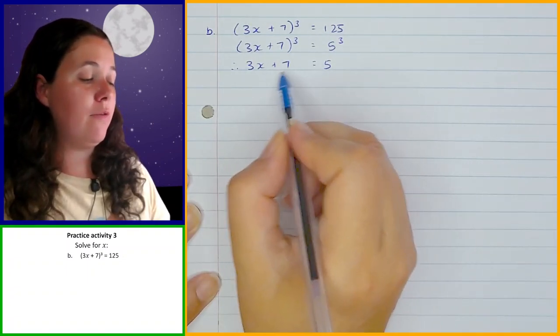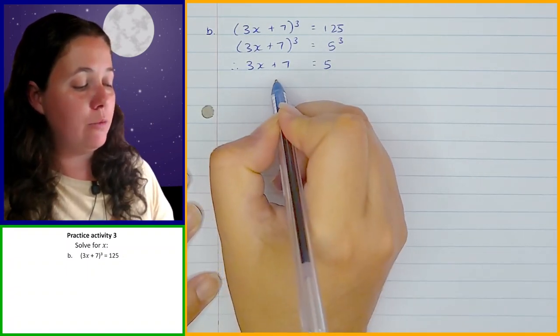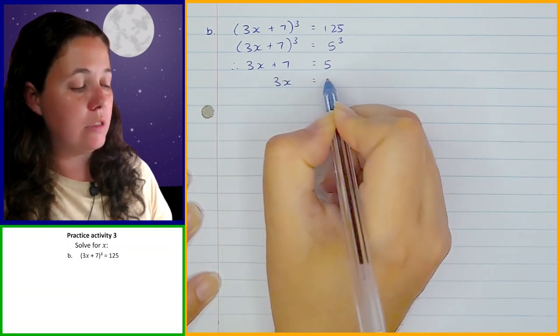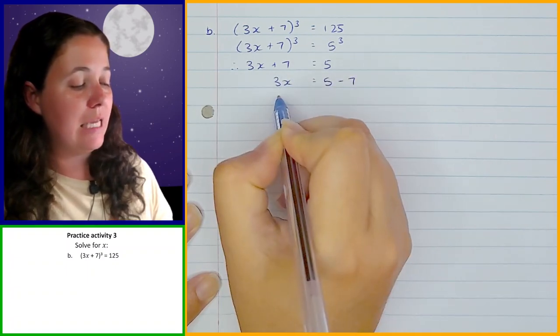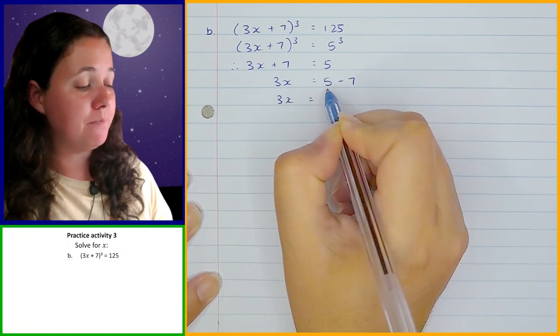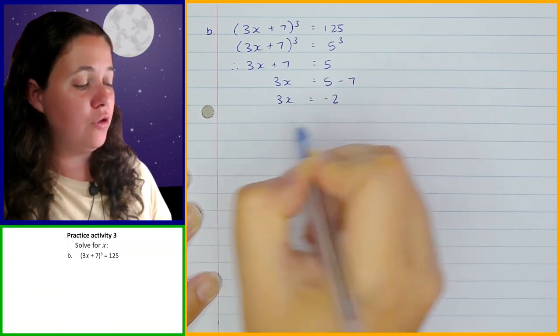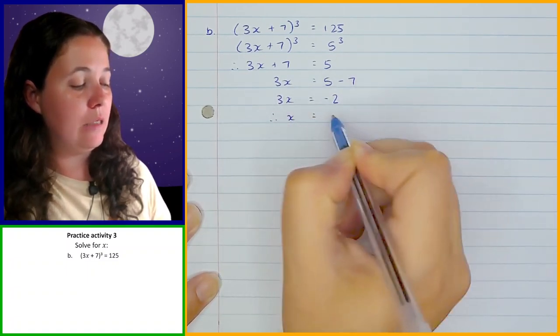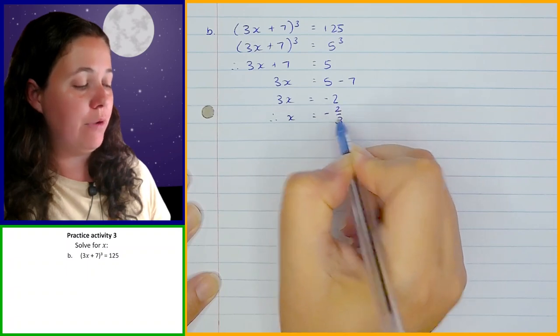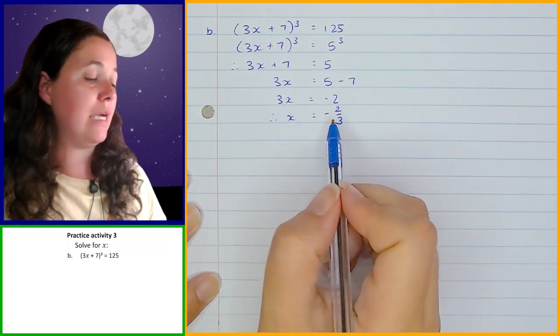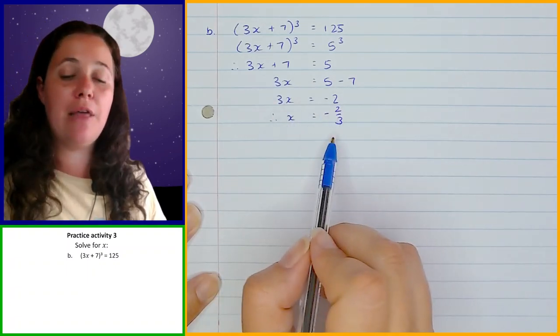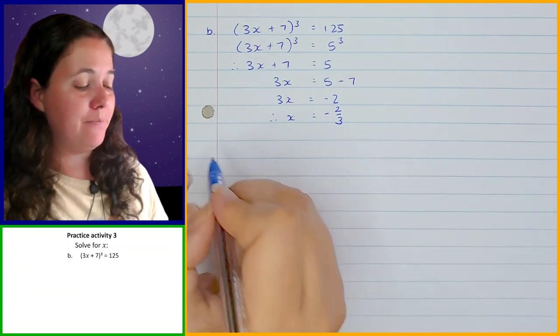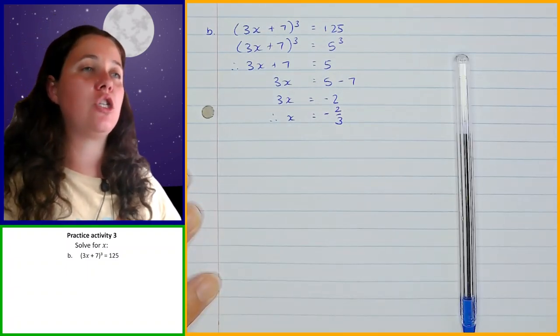So I'm going to get rid of the 7 over here by subtracting 7 on both sides. So I've got 3x equals 5 minus 7. That gives me 3x equals negative 2. So therefore, x is equal to negative 2 over 3, because I'm going to divide by 3 on both sides. Now, I can't simplify that, so that is how it's going to stay. Right, next question. Question C.